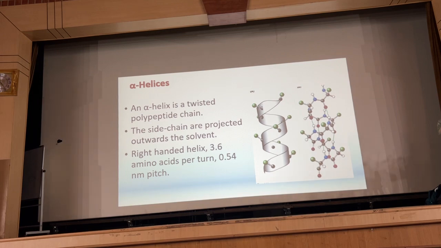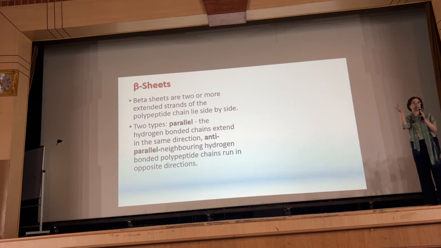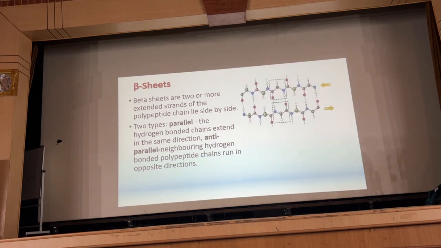And we have the width of the helix is 0.54 nanometer. Now, beta sheets are extended part of the polypeptide. It's the same polypeptide arranged in sheet-like structure. And I'm going to show you. And there are two types. It could be parallel or anti-parallel.